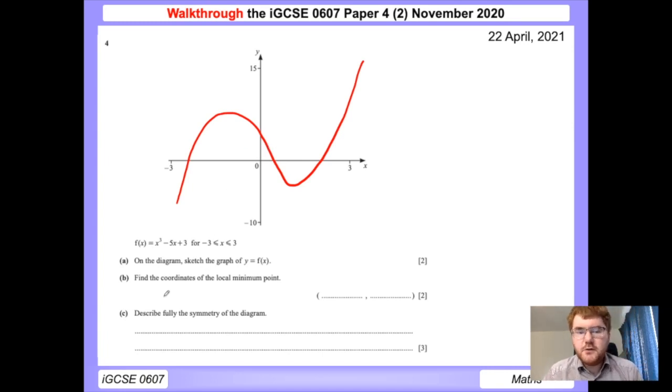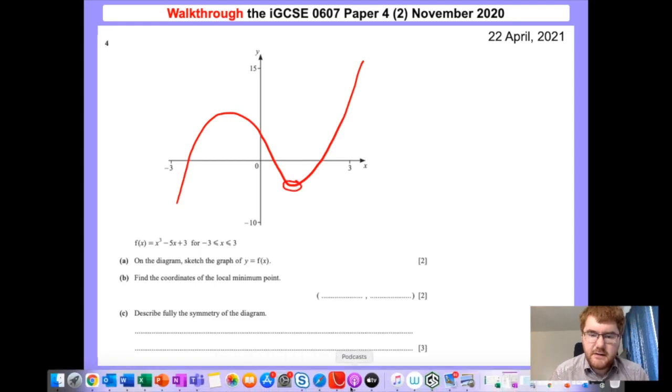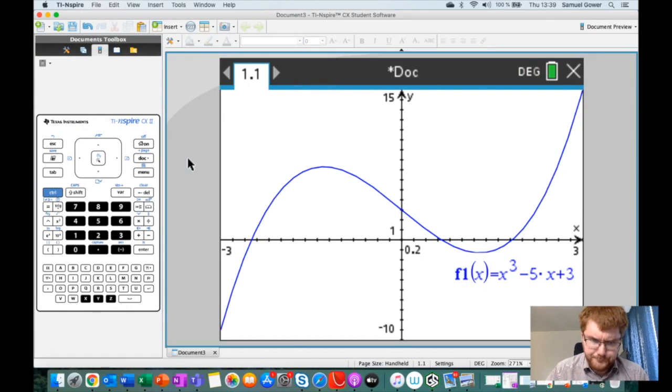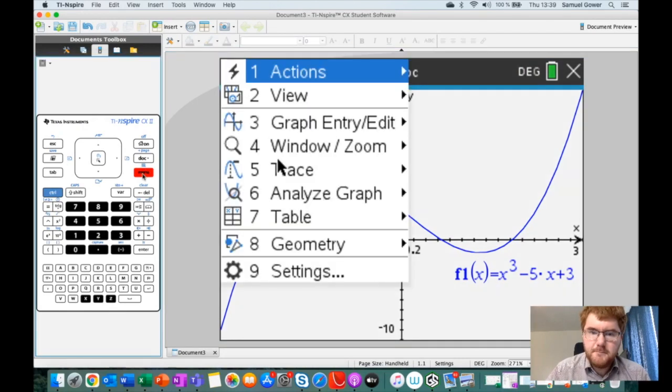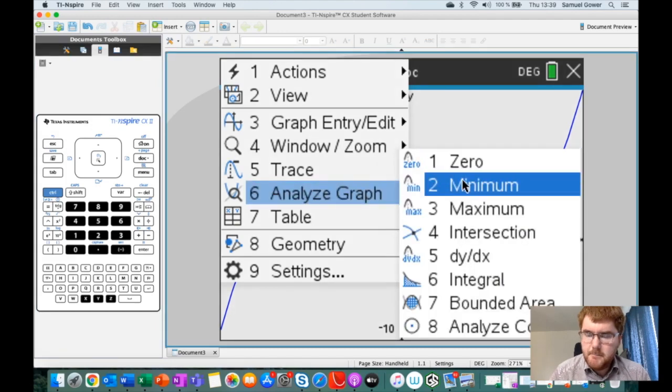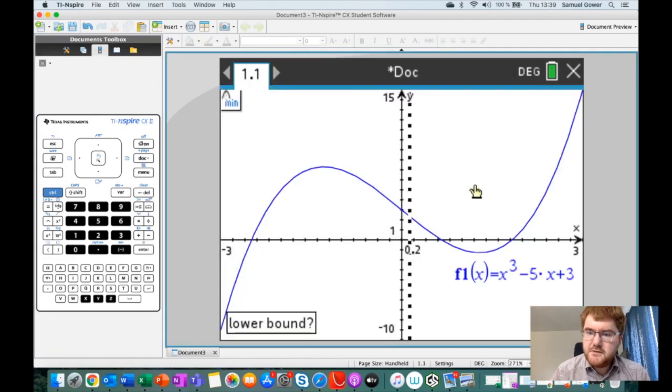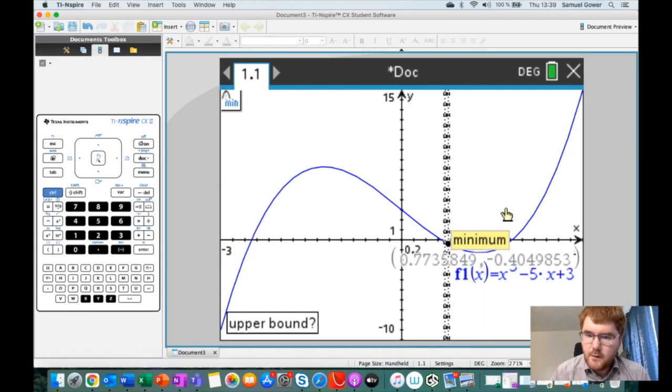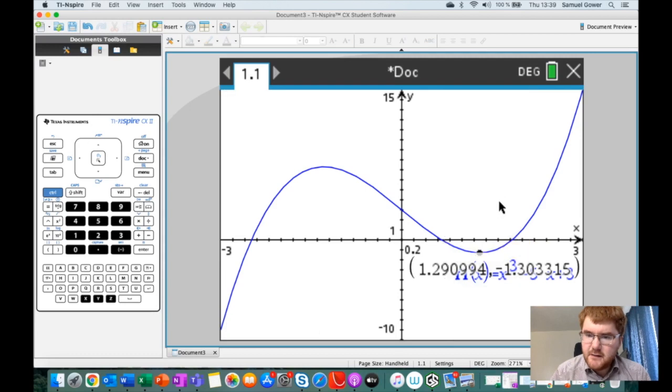And now we need to find the coordinates of the local minimum point. So notice this is our minimum point here. So we are going to go straight back to our software. We are going to go to Menu. We go to Analyze Graph, and we're going to go to Minimum. And when we do this, we know the minimum's around here somewhere. We click before it, we click after it, and then we can read off the value for our minimum.